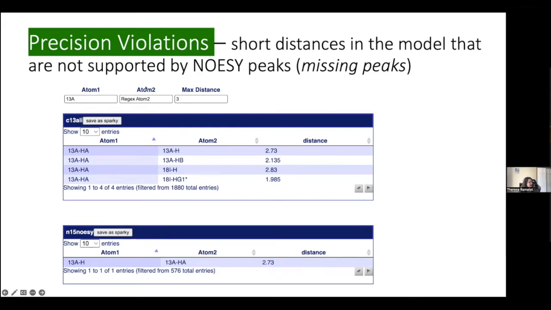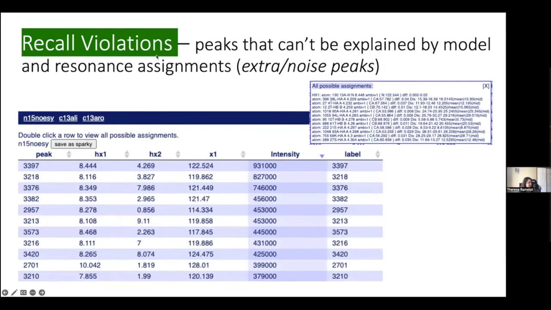Anytime you have precision violations, you want to know why you have peaks that are missing in your data. And as long as you know why and can explain it, then it's okay. And then the next thing you do is you look at the recall violations. Basically, any peaks that can't be explained by the model and resonance assignments.